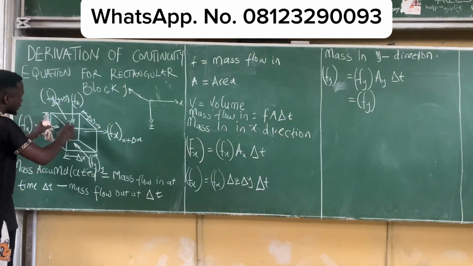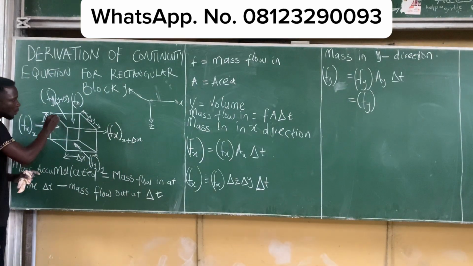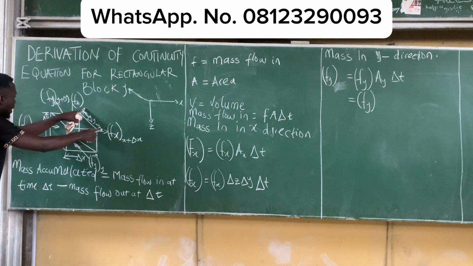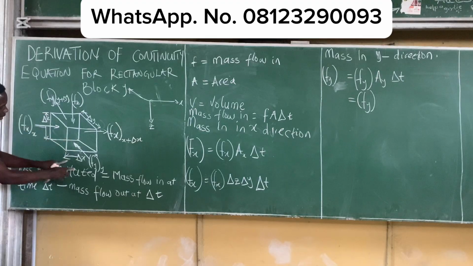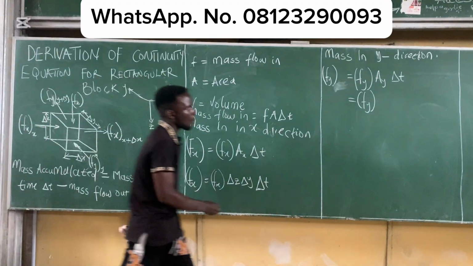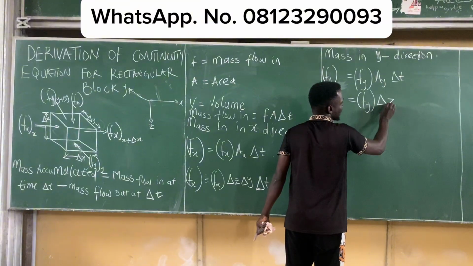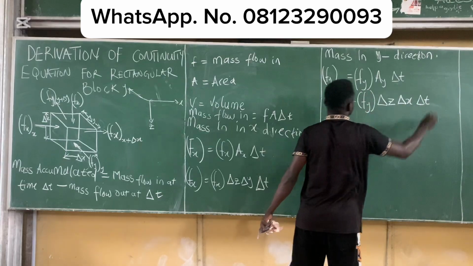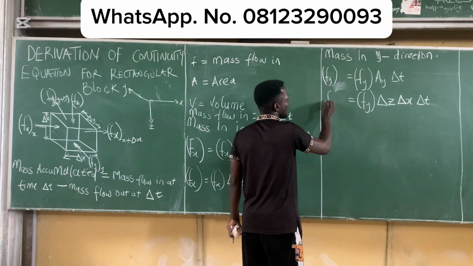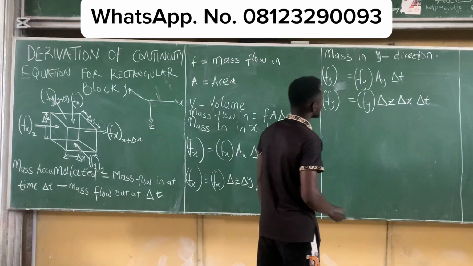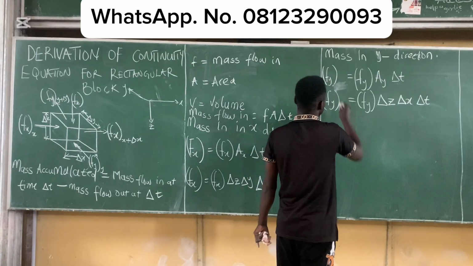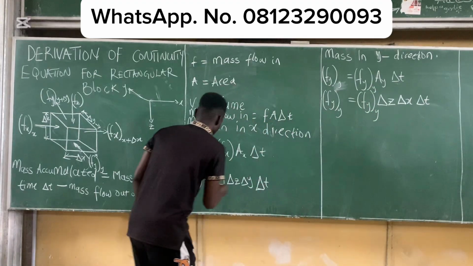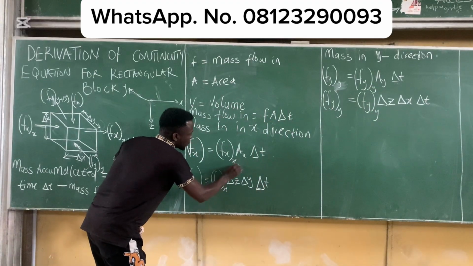Remember, since we are considering just the y direction, this one here becomes 0, and our area now becomes delta z times delta x. So our Ay becomes delta z delta x, considering time, change in t. So this becomes the mass flow in. This becomes the mass that flows in the y direction. Mass that flows in x direction.